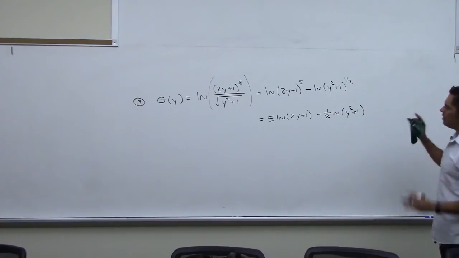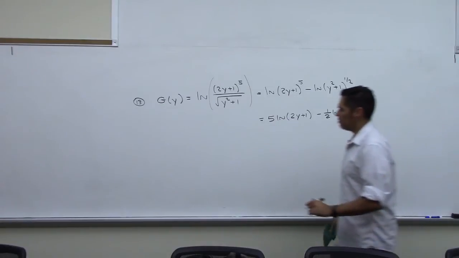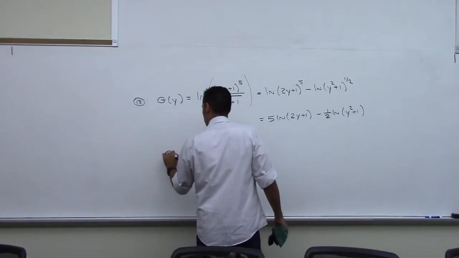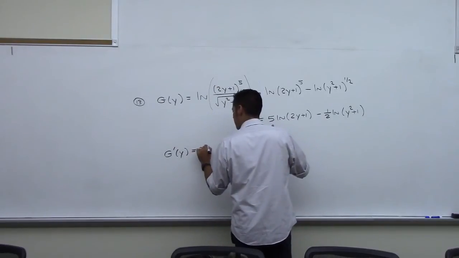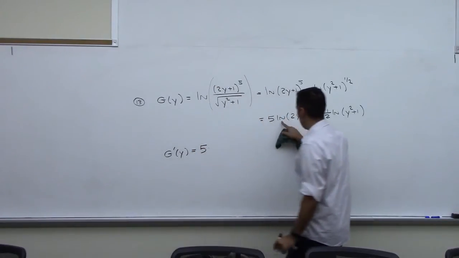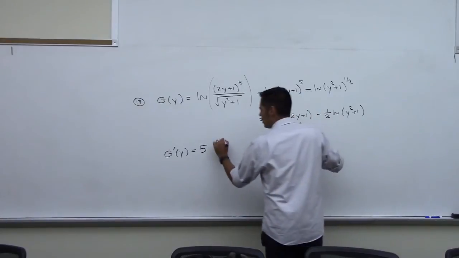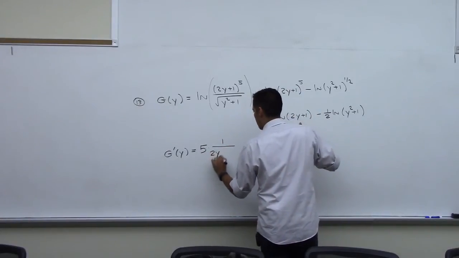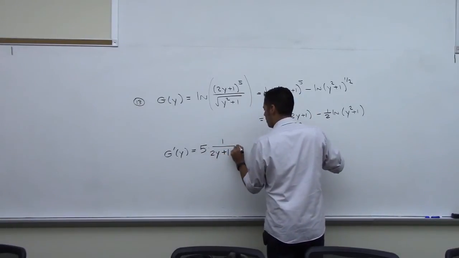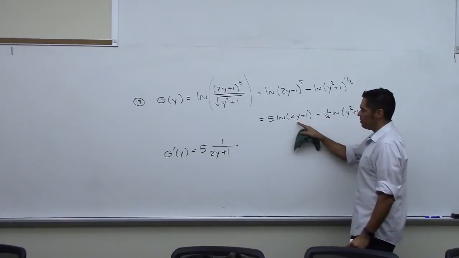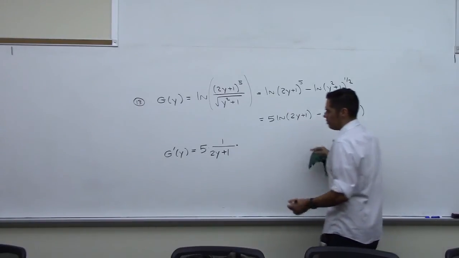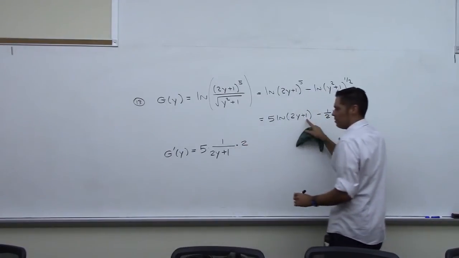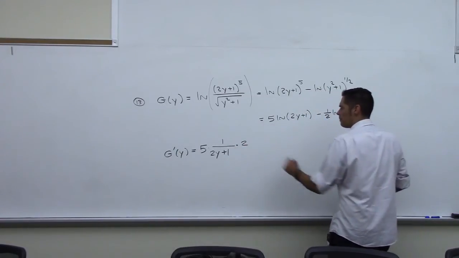Okay, and now here I will go ahead and take derivative. So g prime of y is, all right, 5 is going to come for the ride. Derivative of natural log of something is 1 over that something times the derivative of what's inside. Derivative of what's inside is just 2. That's kind of like the 2x, right? So derivative of 2x is just 2. Derivative of 1 is 0. So that's it. That's all I have there.